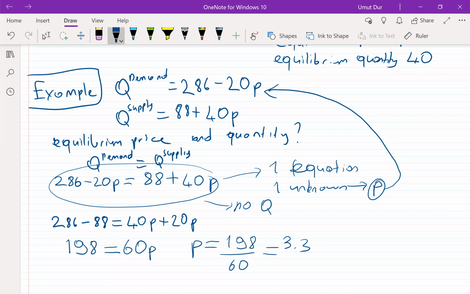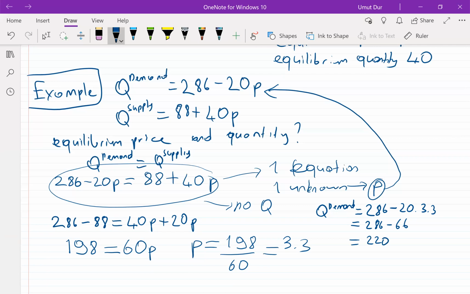Okay. So how do I find the quantity? Remember that at the equilibrium, quantity demanded is equal to quantity supplied, and it is given by a single price. I will just plug in this value into either the demand function or the supply function. Let's do it for the demand. Quantity demanded will be 286 minus 20 times 3.3, which is 286 minus 66, which is 220.